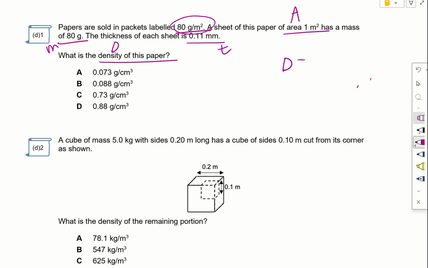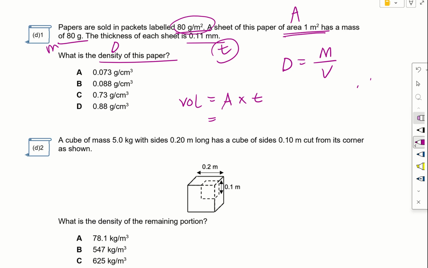Now density equals mass over volume. That means I need to get information about the mass and the volume. Because we have the area and the thickness, we can actually find out the volume, which equals area multiplied by the thickness. But the area is in meter square. So that's the difficult part.